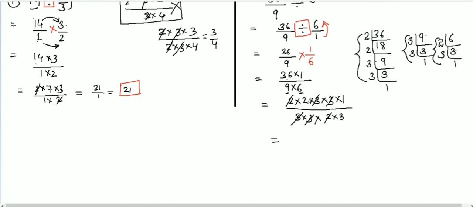Now what will be your answer? Write down what is left at the top. 2 multiplied by this 1, and at the bottom only 3 is there. So 2 multiplied by 1 is 2, over 3. So this is your final answer.